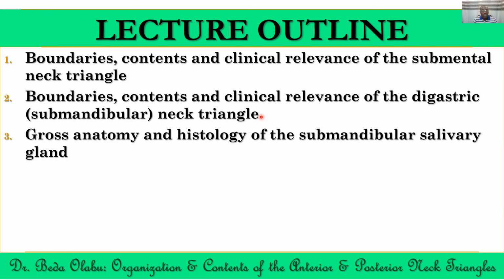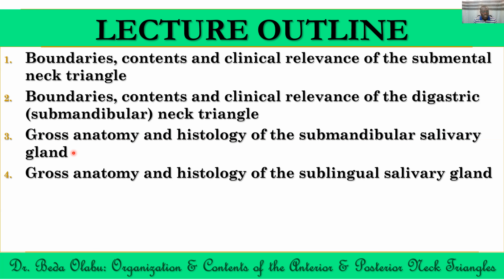Remember that we have three major salivary glands: the parotid gland, the submandibular gland, and the sublingual gland. We discussed the parotid gland when we looked at the lecture on the parotid region and facial nerve, so you can revisit that. It's a previous lecture we've done before. In this particular lecture, we look at the other two major salivary glands. So we look at the gross anatomy and histology of the submandibular gland. We'll also look at the gross anatomy and histology of the sublingual salivary gland.